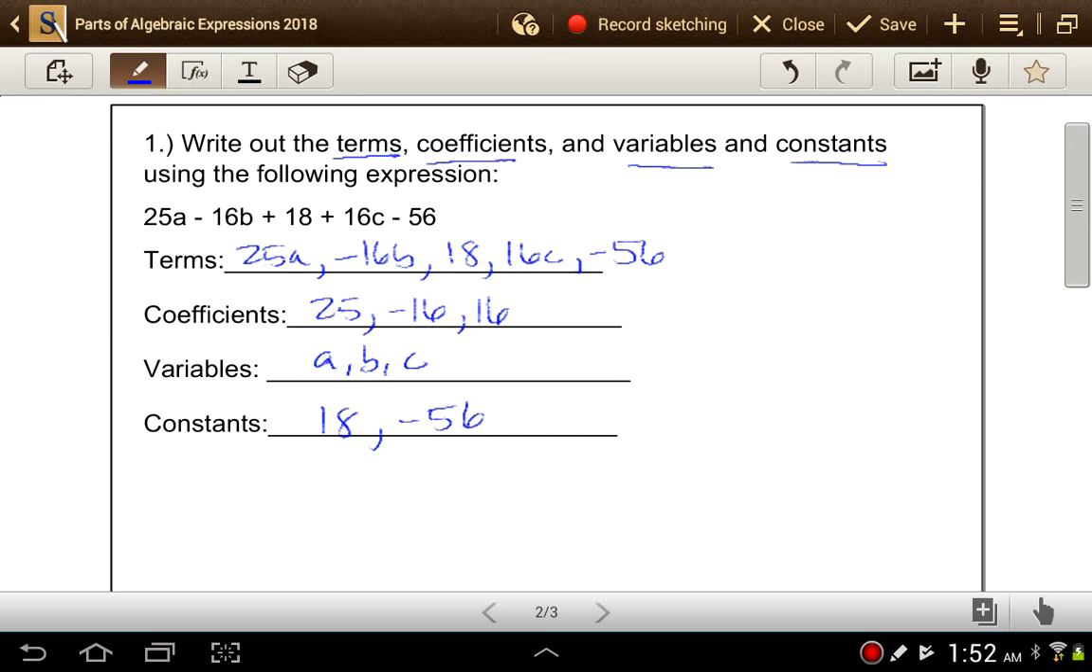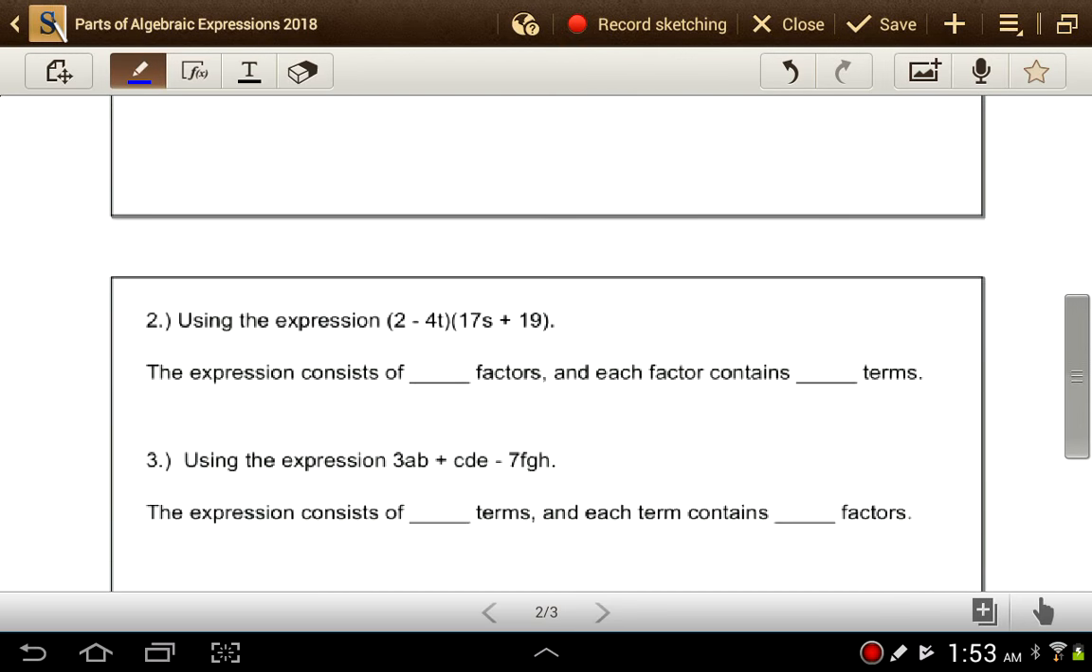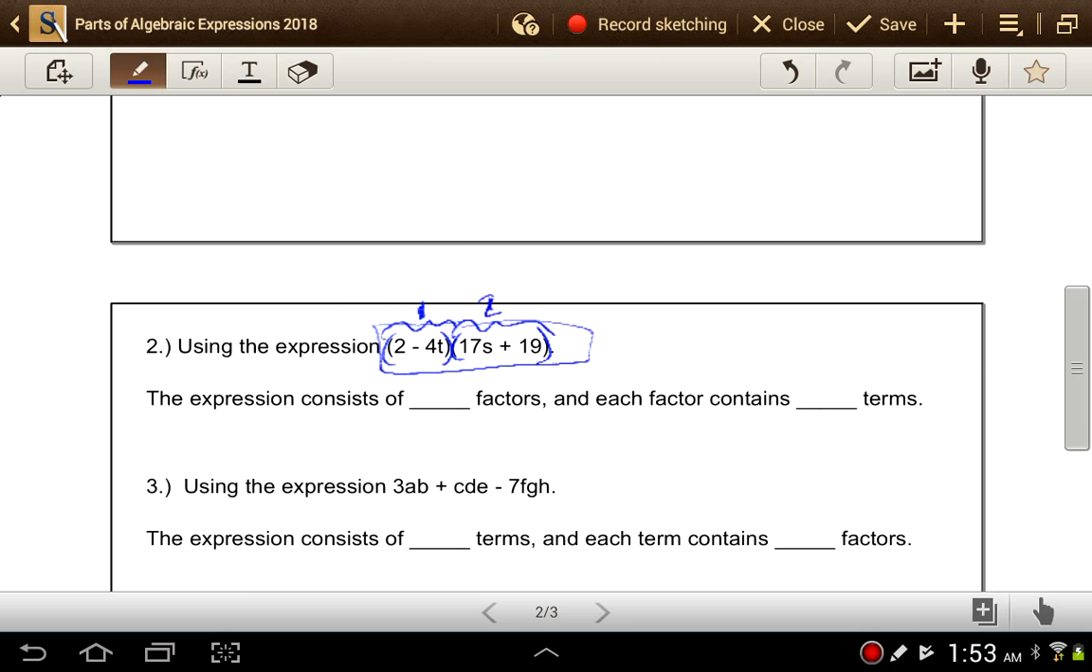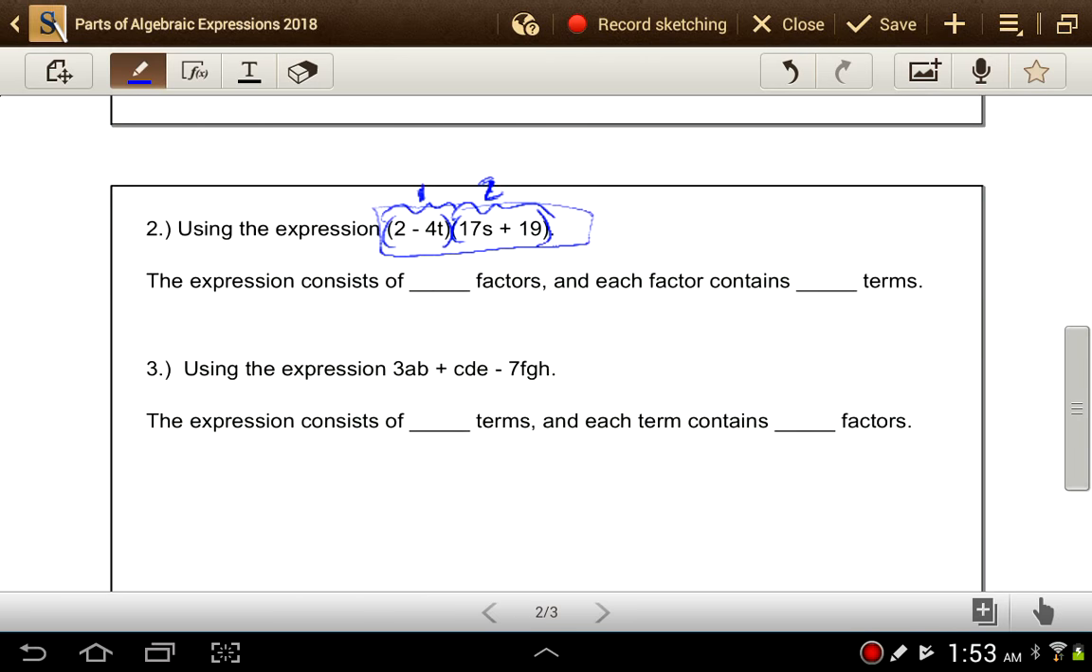Okay, we move on to example 2. In examples 2 and 3, we're talking about parts of our expression. Using the expression that we have here, I want to know how many factors the expression consists of. Well, right here is one factor, here's the second factor. Factors are numbers that are multiplied together. The parentheses, with no operation in between, represent multiplication. So this is my one factor, this is my second factor. So that means I have 2 factors.